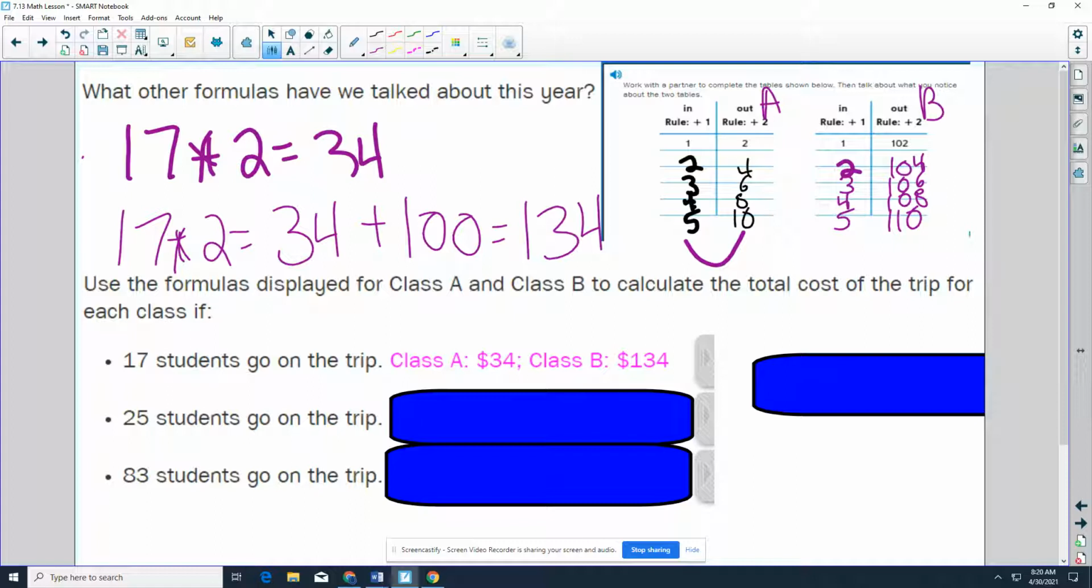So go ahead and pause the video. I want you to see if you can figure out how many students would go on the trip if you had 25 students for A and then for B. And remember, the rule for A is multiply by students by 2. And for B, remember, you're multiplying by 2 and adding 100. So try 25 students and 83. So pause the video now and try those.